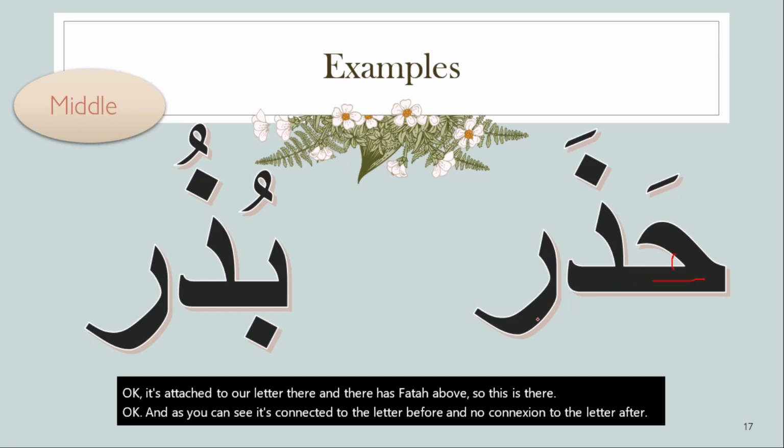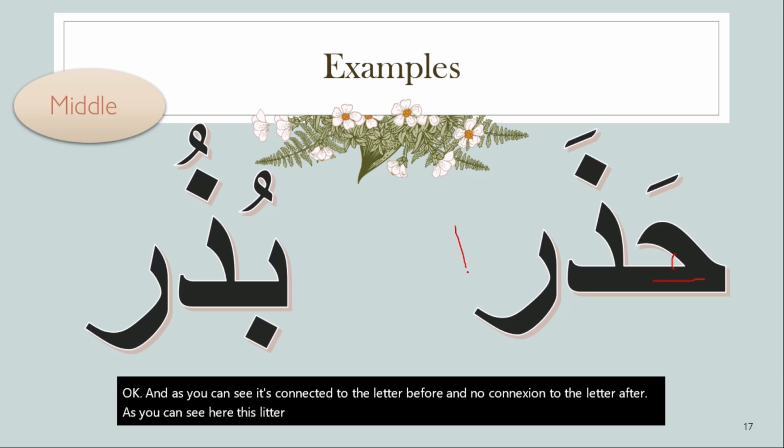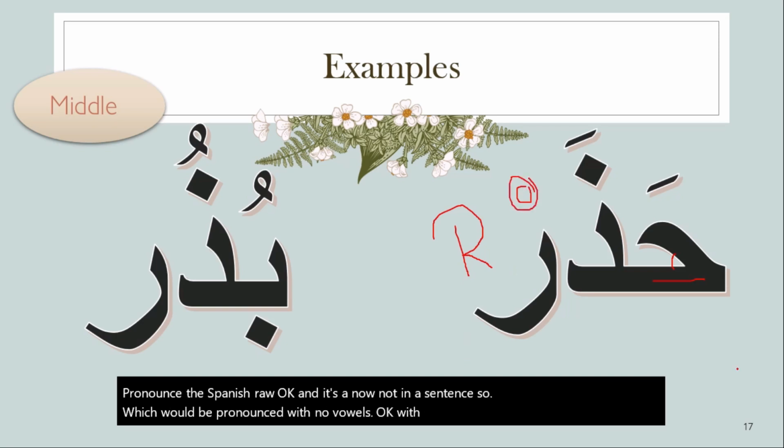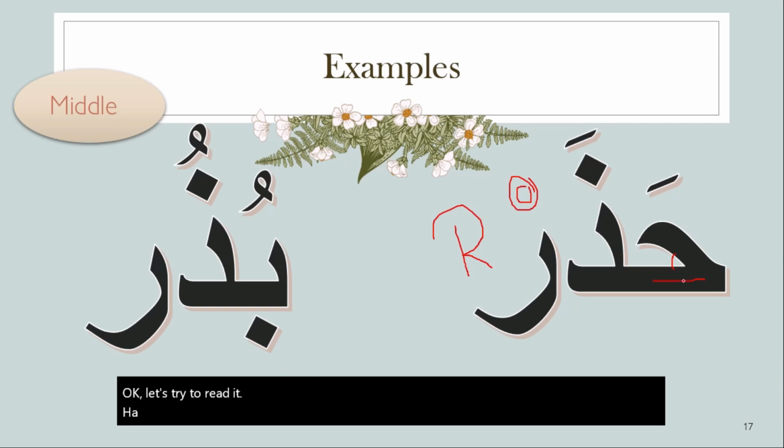As you can see here, this letter is pronounced like the Spanish ra, and it's a noun, not in a sentence, so it would be pronounced with no vowels, with sukun. Okay, let's try to read it. Ha, dha, r, حذر. Okay, perfect. Let's try this one.